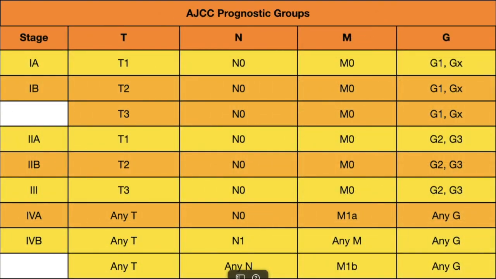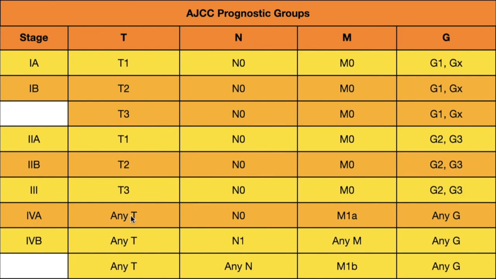Now if we talk about the AJCC prognostic group, stage 1A is T1, size less than 8 cm, and low grade. 1B is T2, size more than 8 cm and low grade, or a discontinuous tumor with low grade. So stage 1 is low grade. Stage 2A is size less than 8 cm, T1 with intermediate or high grade. 2B is more than 8 cm, intermediate or high grade. Then stage 3 is a discontinuous tumor with intermediate or high grade.